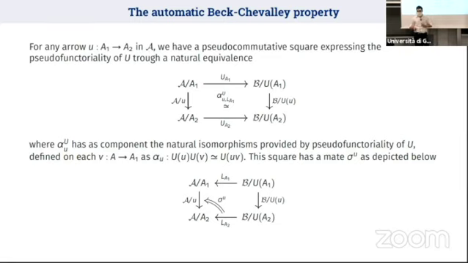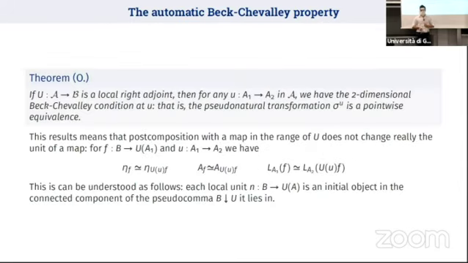pseudofunctoriality of U will always be a pointwise equivalence, which in fact just means that if you post-compose a map with a map in the range of your functor, then you do not change the local unit through which it factorizes. And in some sense, this is related to the fact that local units are initial objects in the connected component of the comma category under the domain they live in.